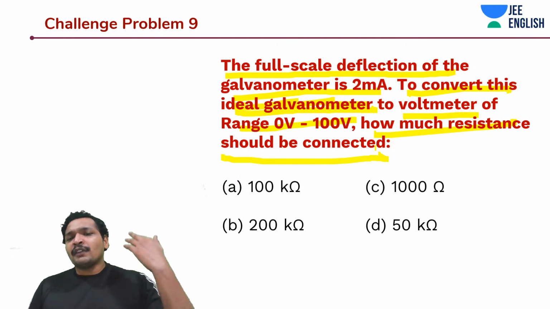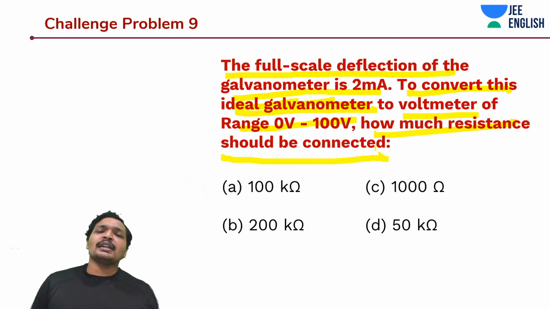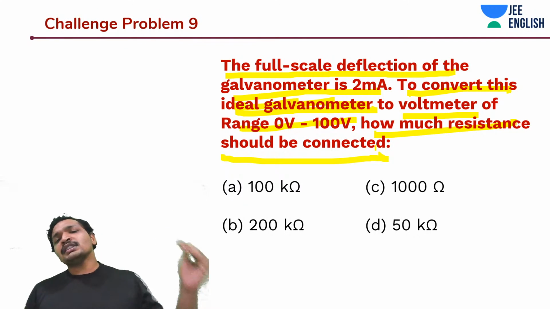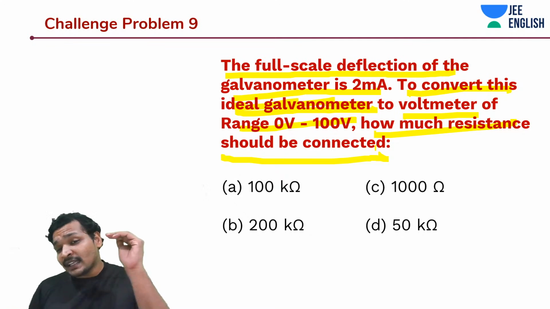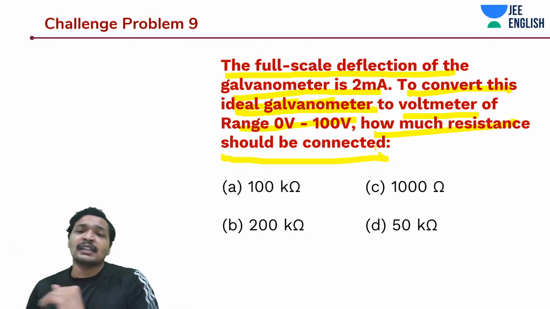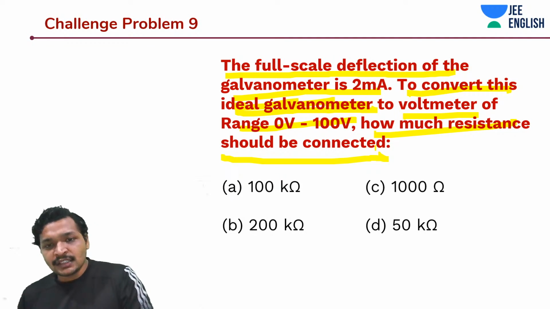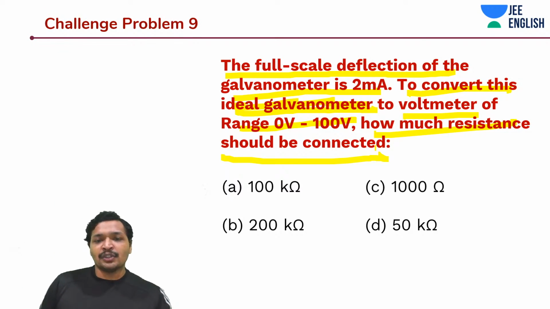So now come to this question. The full scale deflection of the galvanometer is 2 milliampere. To convert this ideal galvanometer, which means this galvanometer does not have any resistance, to a voltmeter of range 0 to 100 volts, how much resistance should be connected to it?